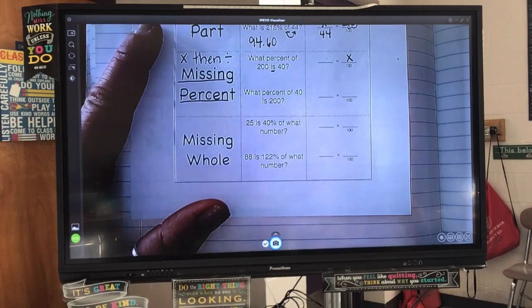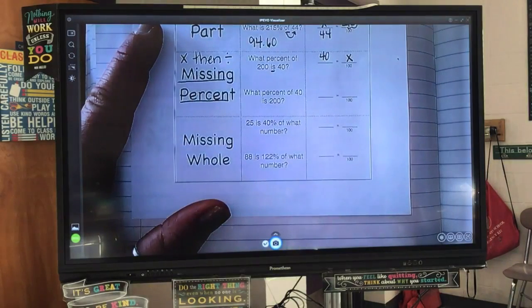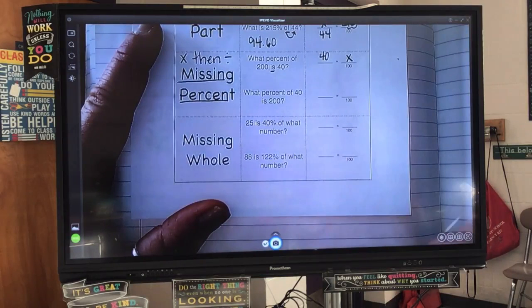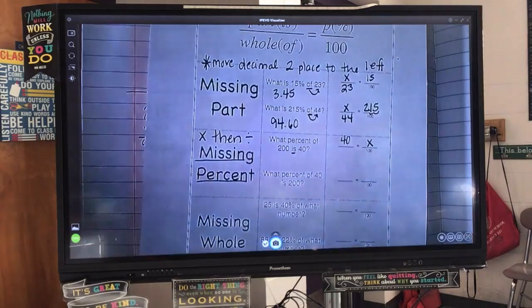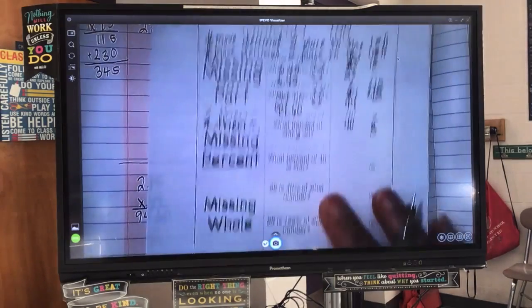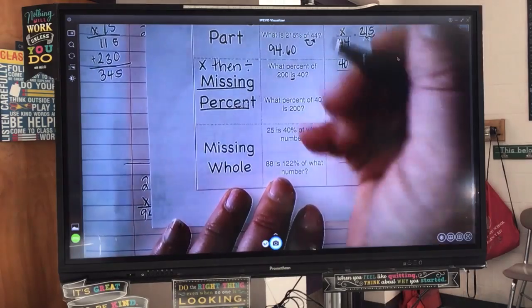Christiana, why? Because it's small, I mean, that makes sense. But is there another reason why 40 is the part? And that's okay, because sometimes you're just gonna guess, and you're gonna guess right, and you did. It's smaller than 200. Okay, so we're gonna go with the idea that the smaller number is gonna be our part. I'll go with that for now.